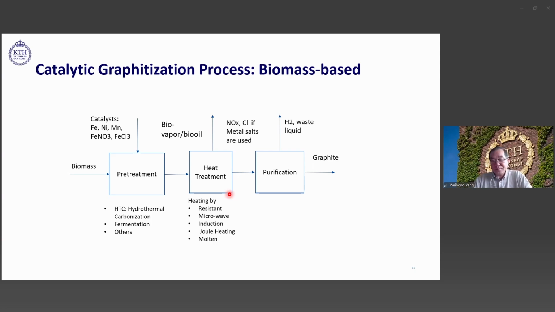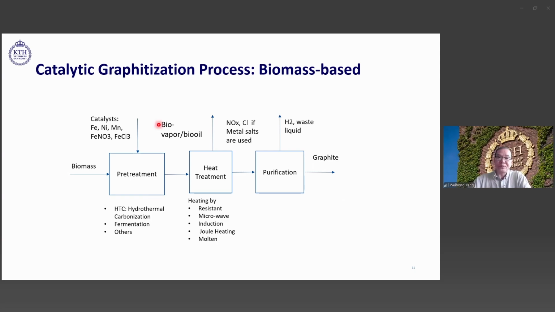After the heat treatment at 1,000 degrees, the next step is purification, separating the catalyst and the biochar. Then you get graphite and some other impurities. This is one way. So in this way, you can see if we start from the biomass, we know the fixed carbon is just 20%, and the graphite is 100% carbon. That means you have 80% of the bypass materials that have been treated away.